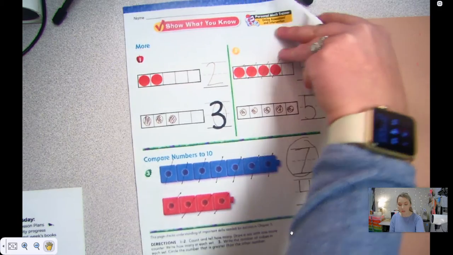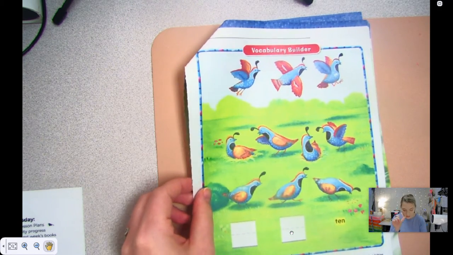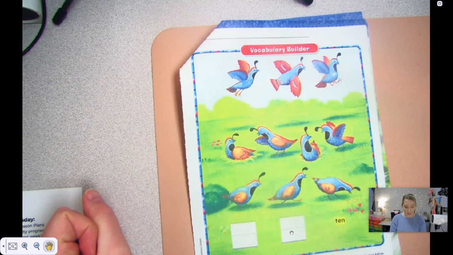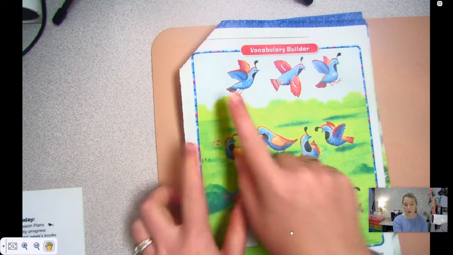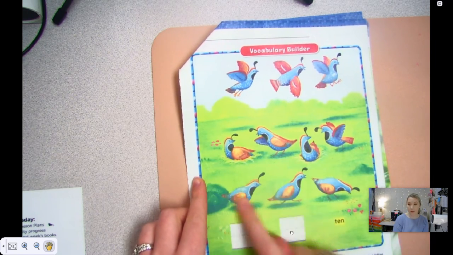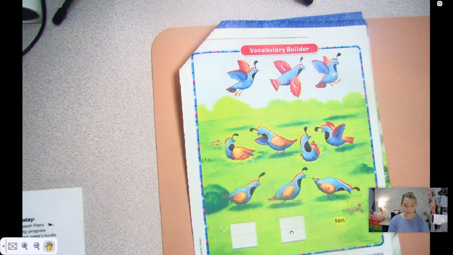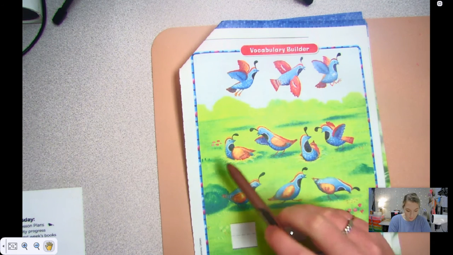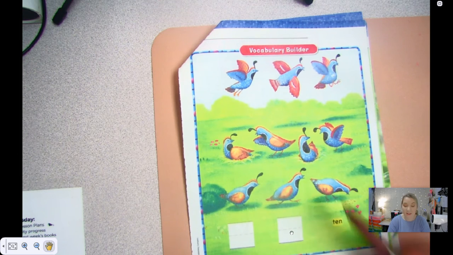Great job. So when we flip the page here, we've got some birds. It says count and tell how many birds are on the ground. Okay, ready? So look at our picture. We've got birds flying, and then we've got birds down here on the ground. So go ahead and pause the video, count and tell how many. Okay, 1, 2, 3, 4, 5, 6, 7. There are 7 birds on the ground.